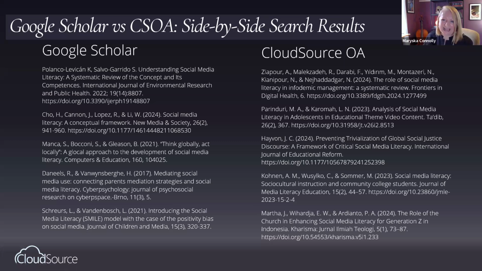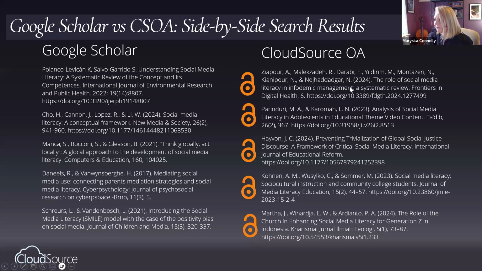So how do search results stack up between Google Scholar and CloudSource OA? I did this very straightforward search on social media literacy this morning without any filters, and I just left it at default relevancy ranking. So a few things to point out. The CloudSource OA results feature more recent scholarship, for one thing. These are 2023, 2024. They are definitely taking into account how recent the scholarship is, as well as the keywords that I was using there.